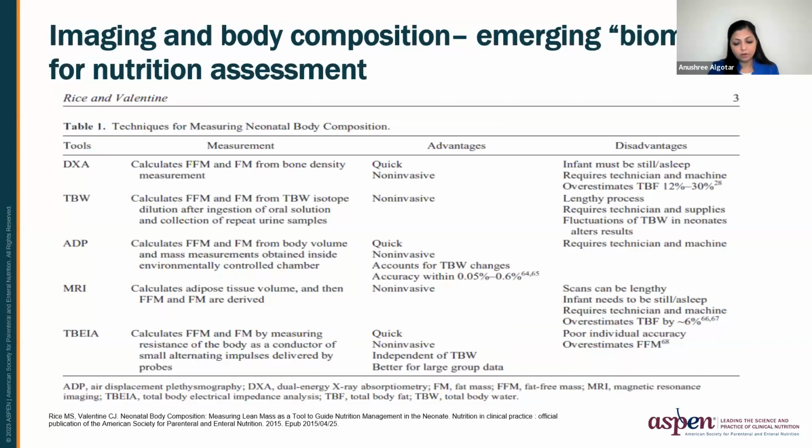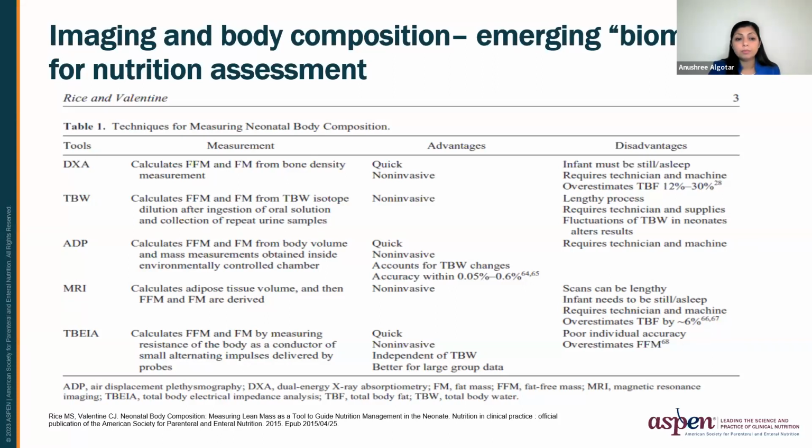Here is a comparison of some of the modalities for use in neonates and infants. As seen here, DEXA calculates fat-free mass and fat mass from bone density measurements. It is a quick and non-invasive method. However, it has a disadvantage that the infant or patient must be still and asleep, it requires a specific technician and machine, and it sometimes overestimates the total body fat. Total body water, air displacement plethysmography, and MRI are other techniques, and so is total body electrical impedance analysis.